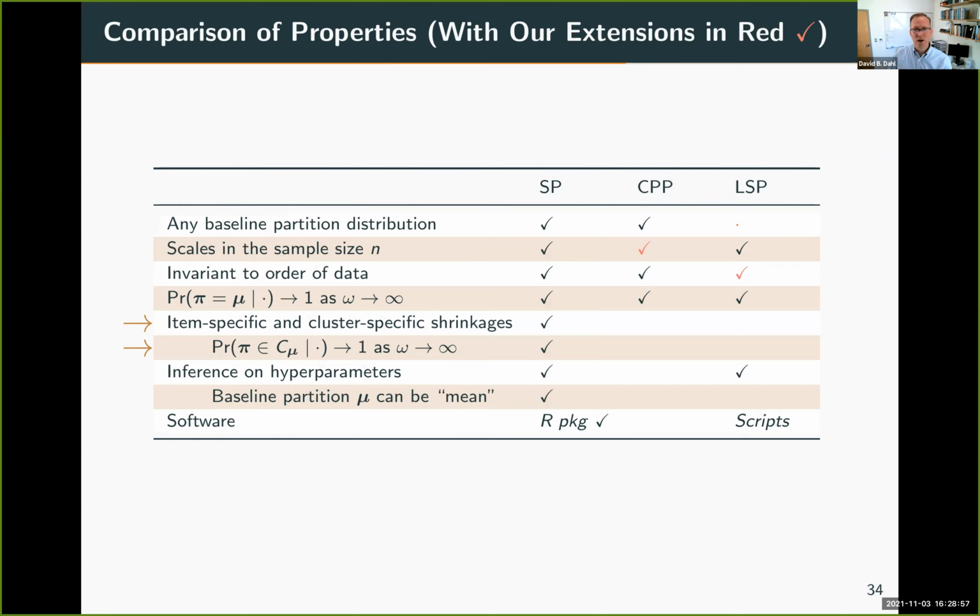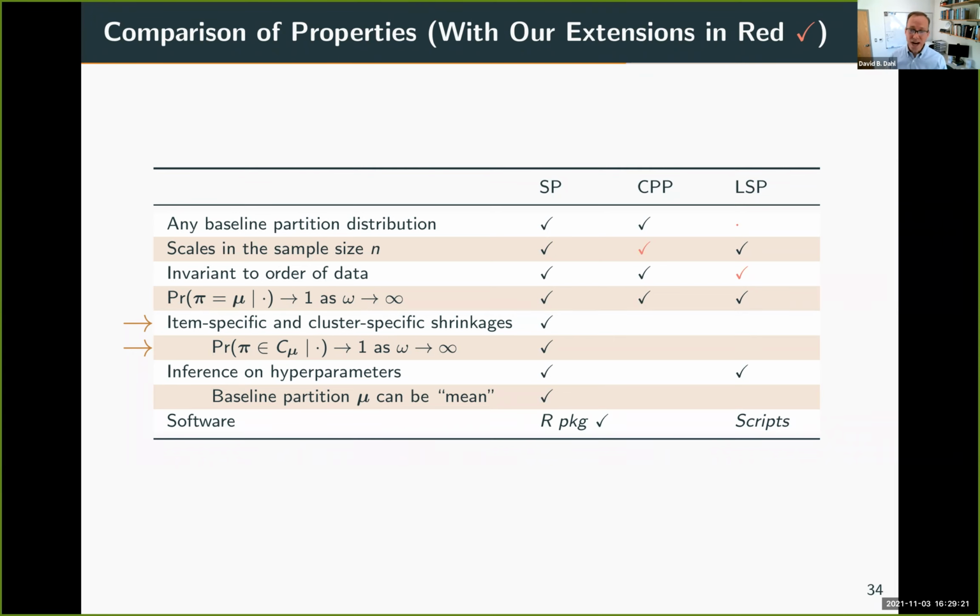Now remember that our shrinkage partition distribution has item-specific shrinkages, or in fact, we could do cluster-specific shrinkages if we want. And that's not something that the CPP and the LSP can do because they have a single univariate global shrinkage parameter. And so you have to then shrink uniformly to the baseline partition.